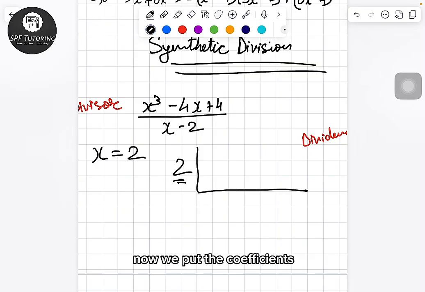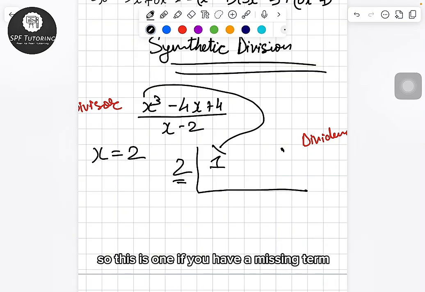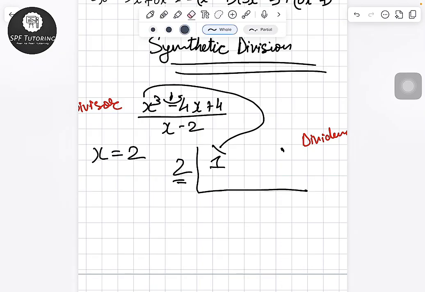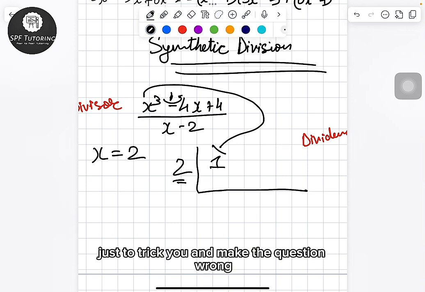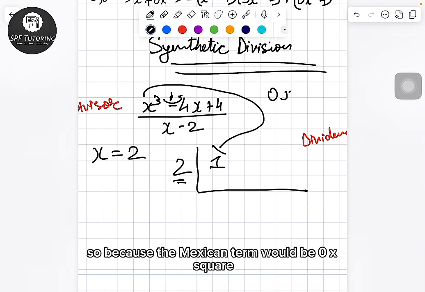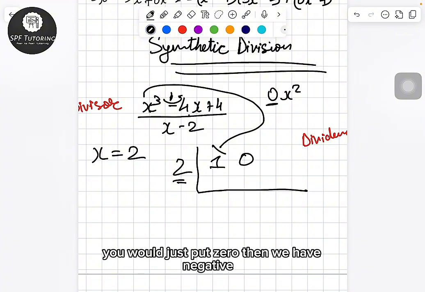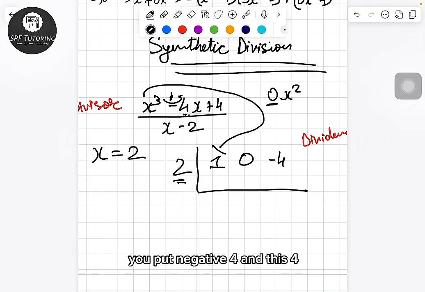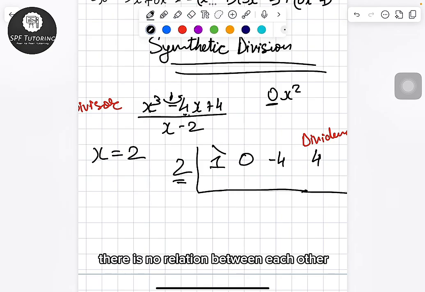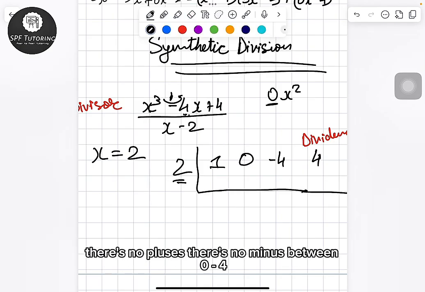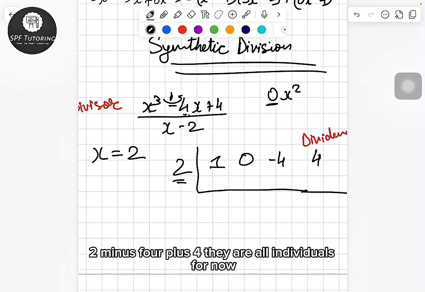Now we put the coefficients, as I said before, in the bracket. So this is 1. We have a missing term. You have to remember that the missing term can be there just to trick you and make the question wrong. The missing term would be 0x squared, so we just put 0. Then we have negative 4, we put negative 4 and this 4. What's the relation between each other? There's no relation. There are no pluses or minuses between 0, minus 4, or 4. They are all individuals for now.